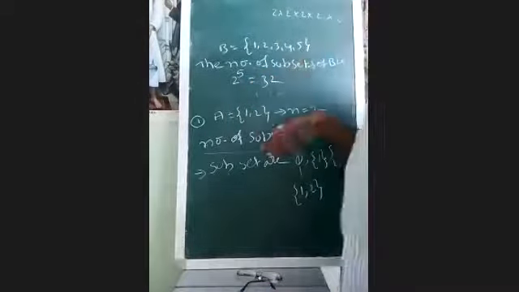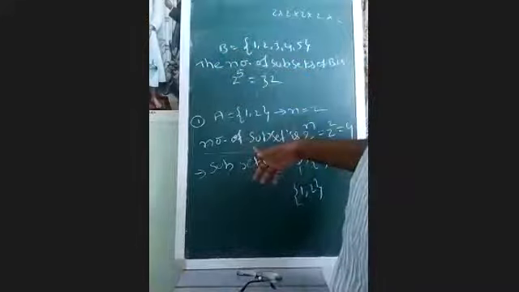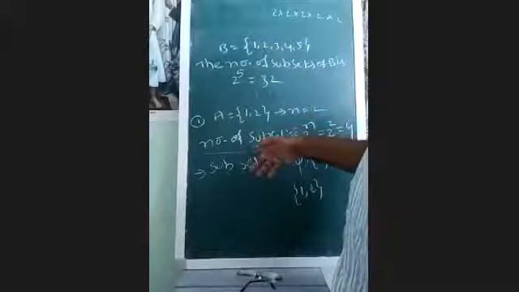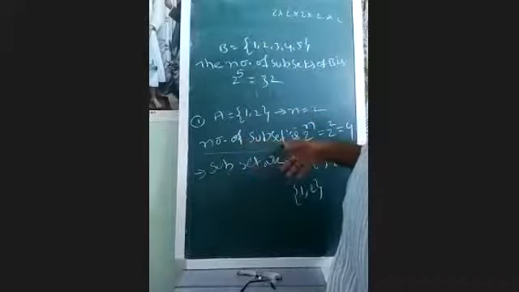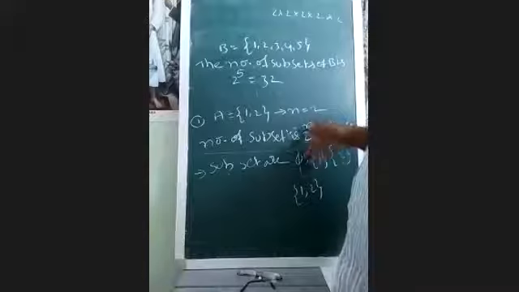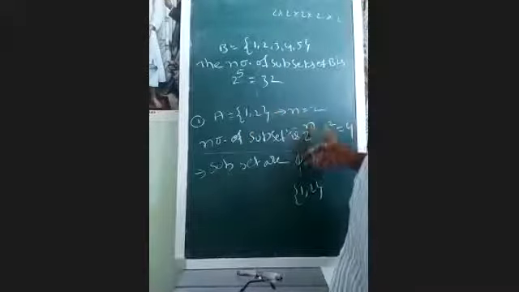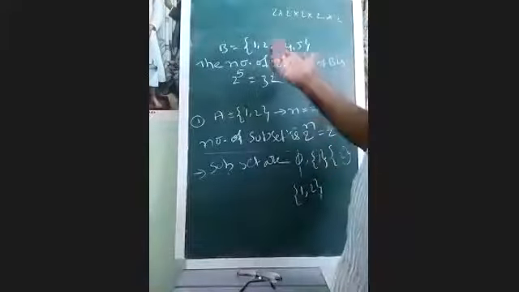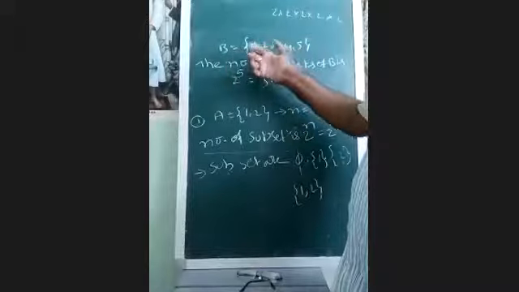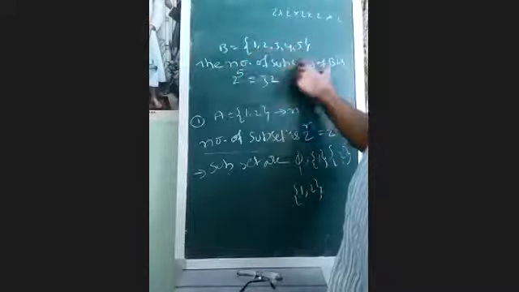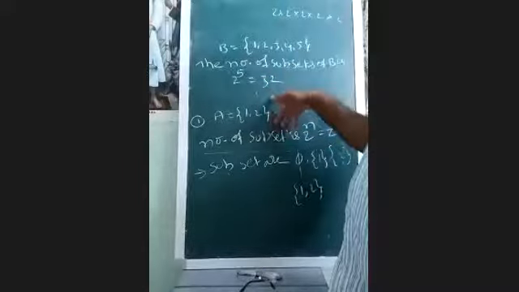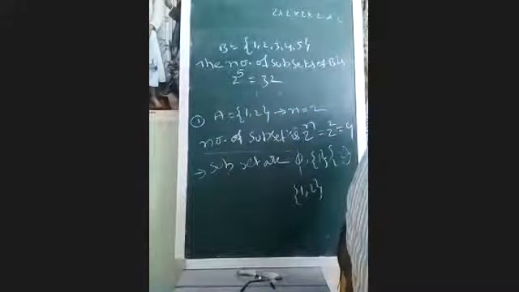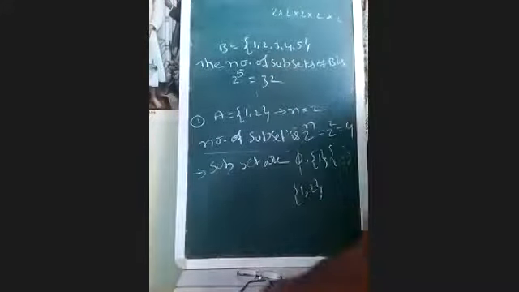A very important point: in the given example, write the number of subsets. The number of subsets means 2 power n, where n is the number of elements in the given set. So 2 power 2 gives 4 subsets. Another example, set B has 5 elements. The number of subsets is 2 power 5, which is equal to 32.